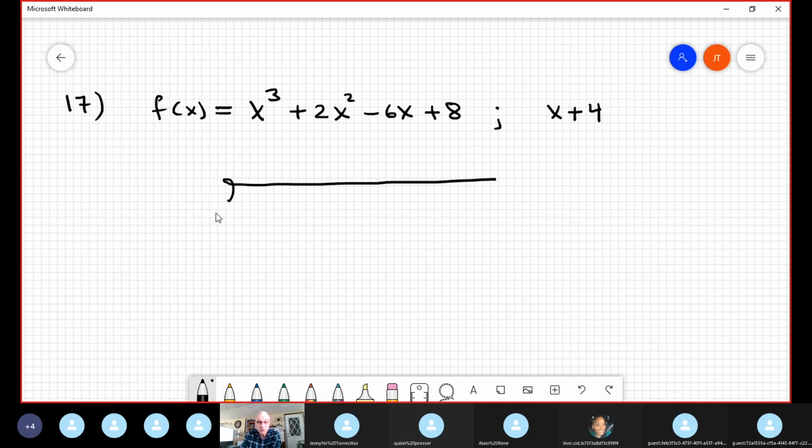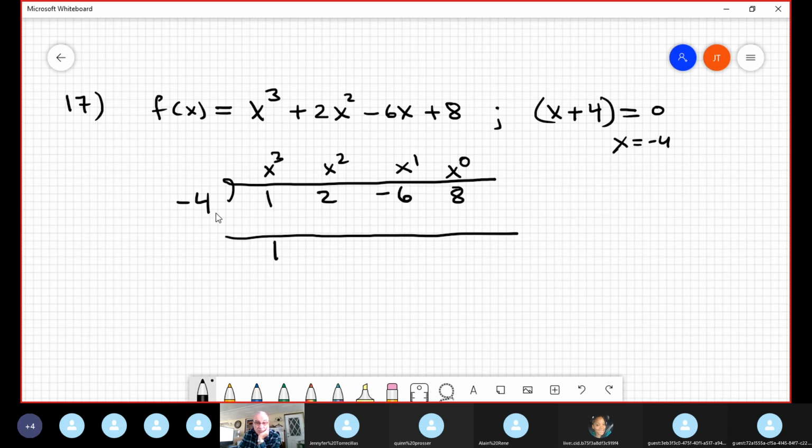Synthetic division: you copy the coefficients, 1, 2, -6 and 8. Be careful that none are missing. If one is missing, you put 0. A fantastic way is to check x to the 0, x to the 1, x to the second, x to the third. You see, it's complete. Don't forget, the number you put here is -4, the completely opposite sign of the factor. When you set x plus 4 equal to 0 and solve, it's x equal to -4.